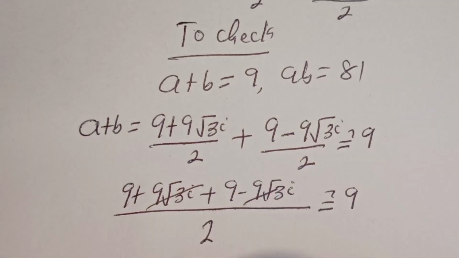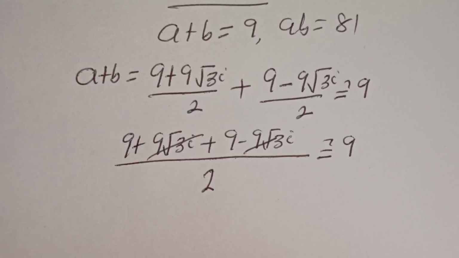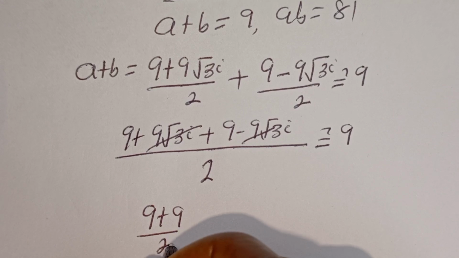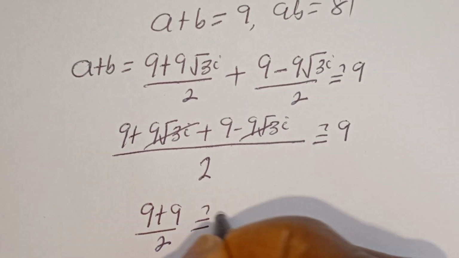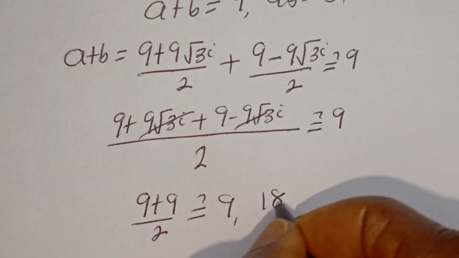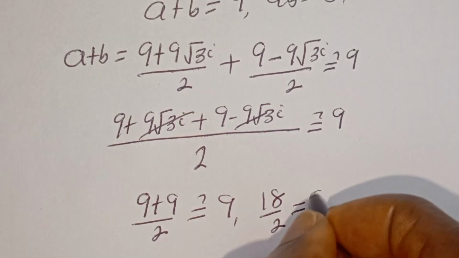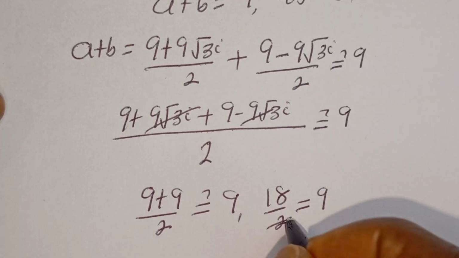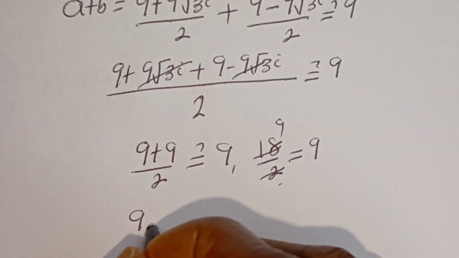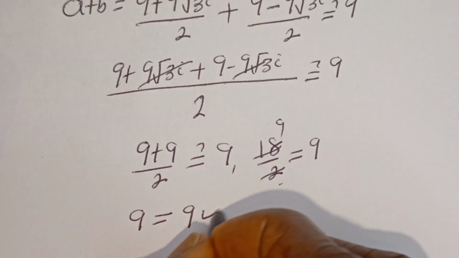This will cancel this. Then we have 9 plus 9 divided by 2 must be equal to 9. The 9 plus 9, this is 18 divided by 2 must be equal to 9. Then 2 goes into 18 nine times. Therefore, the left hand side 9 is equal to the right hand side 9, which is true.